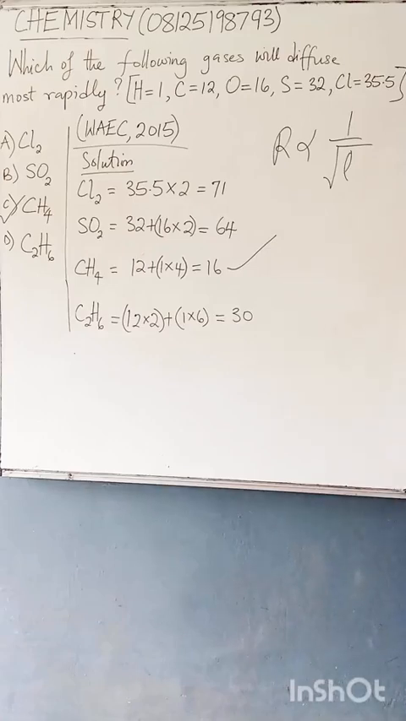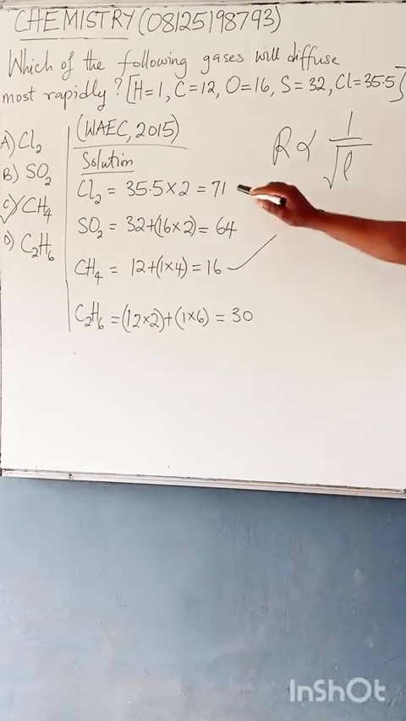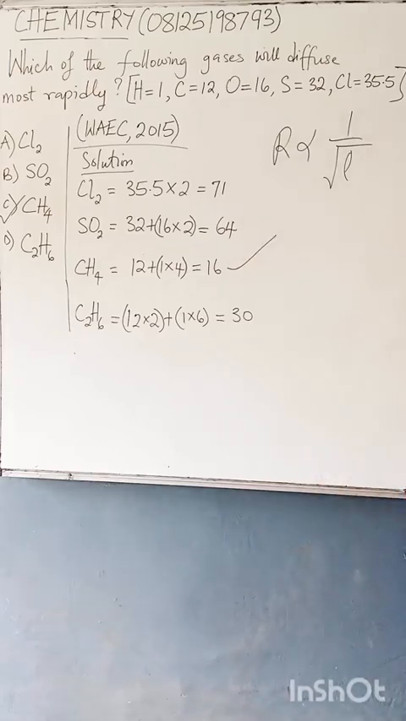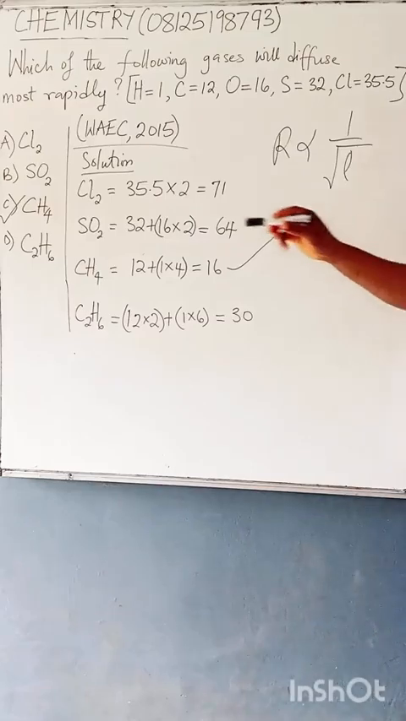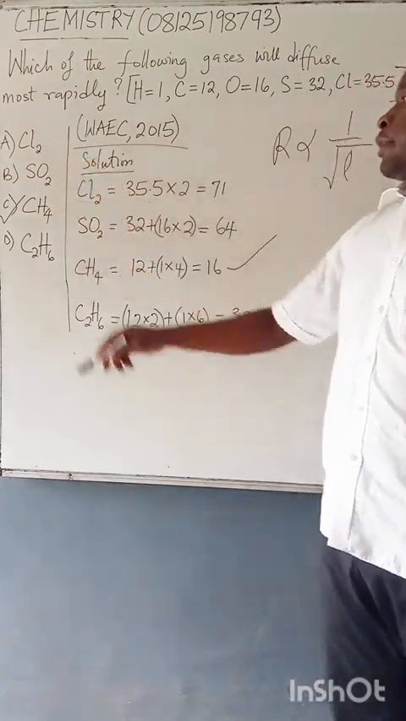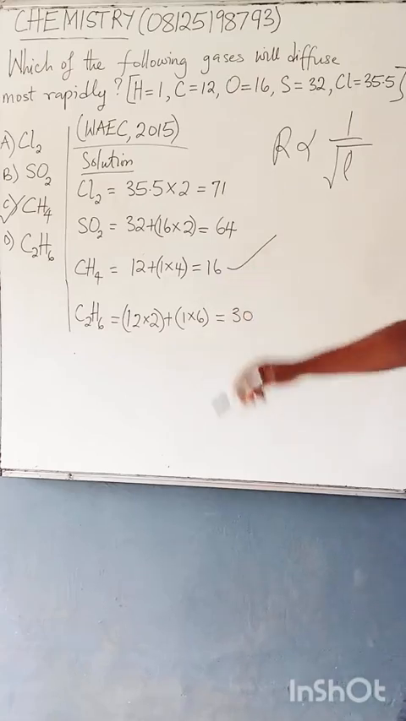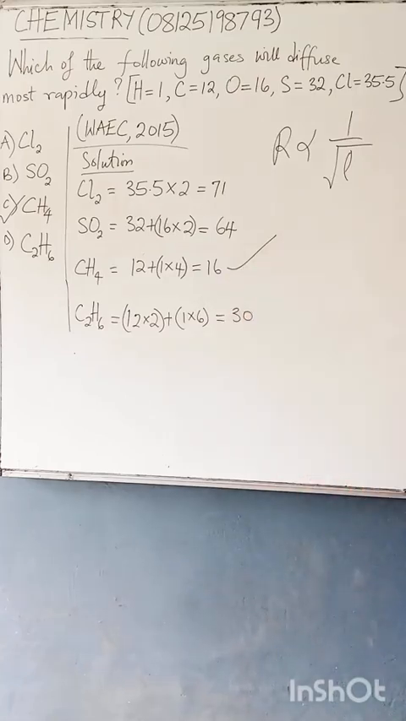That's the correct option. Which of the gases would diffuse least rapidly? You check. The one that has the highest relative molecular mass. That's chlorine. This one will diffuse least rapidly because it's the heaviest gas here. But the one that will diffuse most rapidly is the lightest gas, and that is methane.